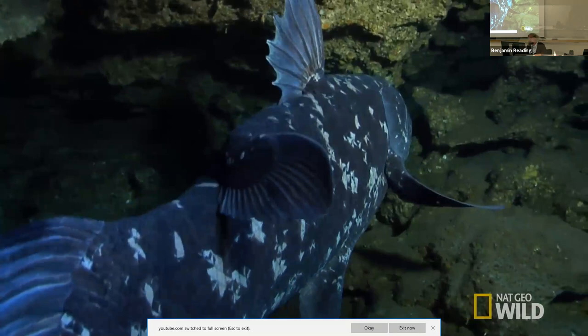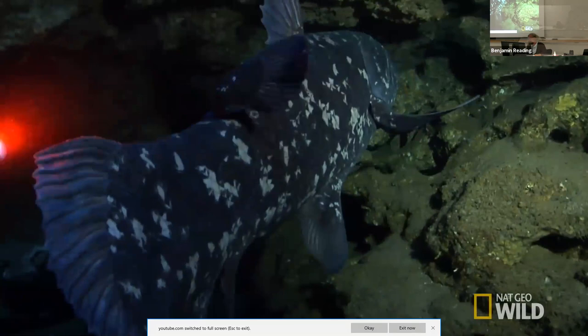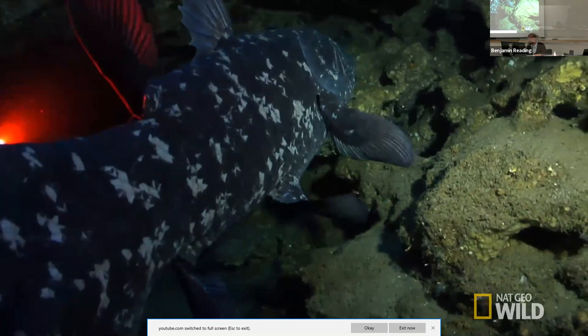Coelacanth's paired fins move as if it's walking through the water. Its distinct and powerful three-lobed tail is found on no other living creature on Earth.